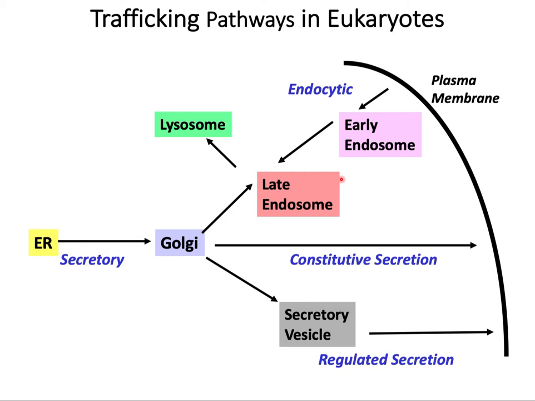the regulated secretion pathway. Finally, we looked at a couple of endocytic pathways, which included the fluid phase and the receptor-mediated endocytosis pathway, which follows through the early endosome into the late endosome and to the lysosome. We also looked at a second endocytic pathway, that is phagocytosis. So you should be familiar with all these vesicle trafficking pathways.